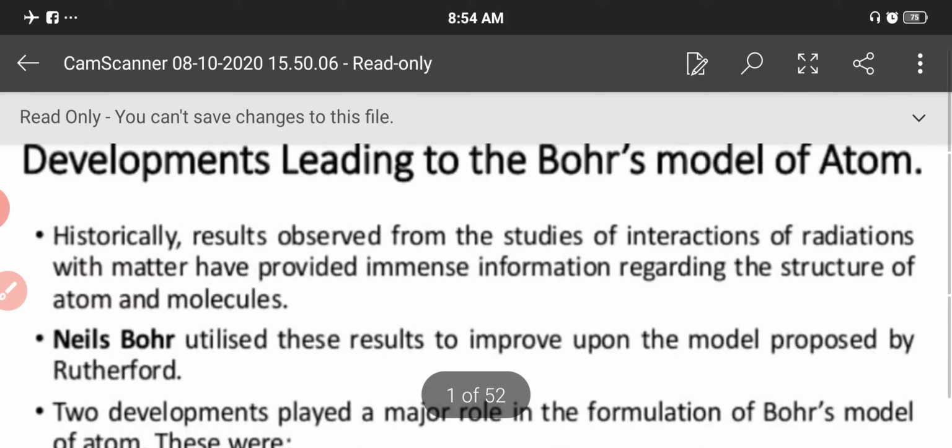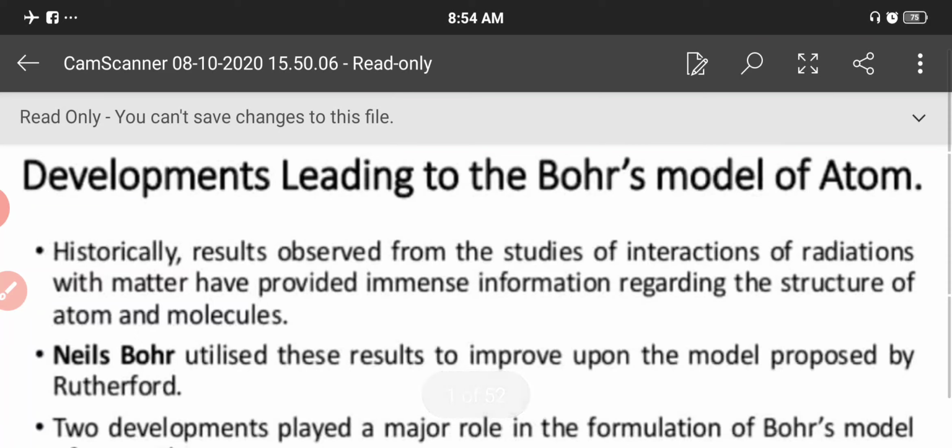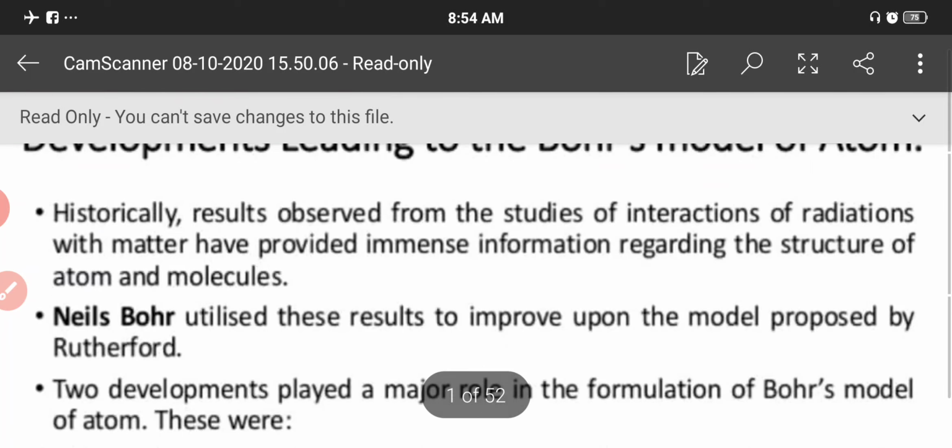So we start with developments leading to the Bohr's model of atom. We know Niels Bohr utilized this result, which means that atoms contain a nucleus and electrons. In the nucleus, protons and neutrons are present. So from this result, Niels Bohr developed two developments.